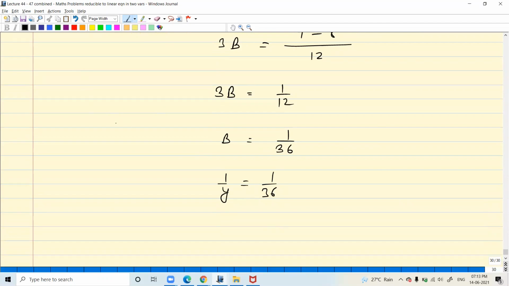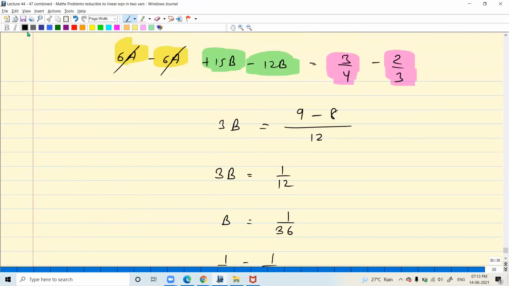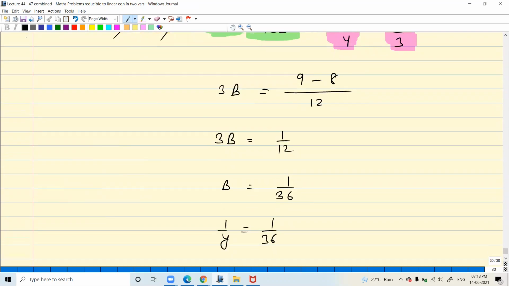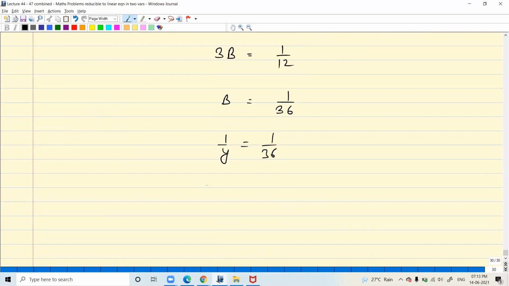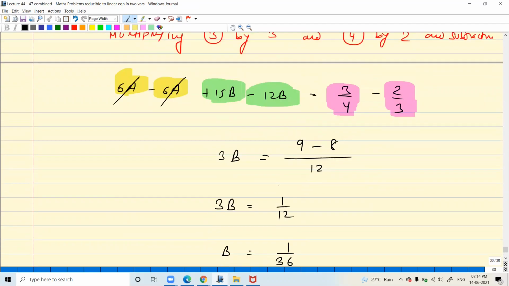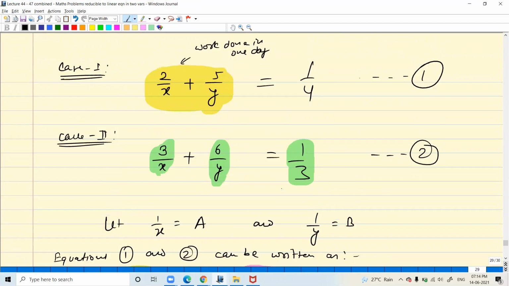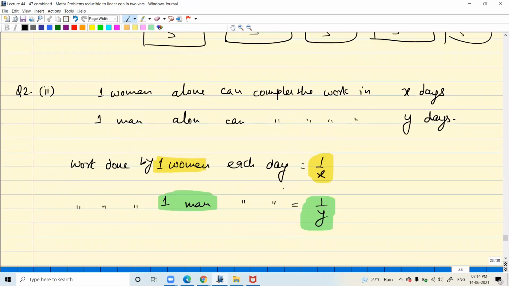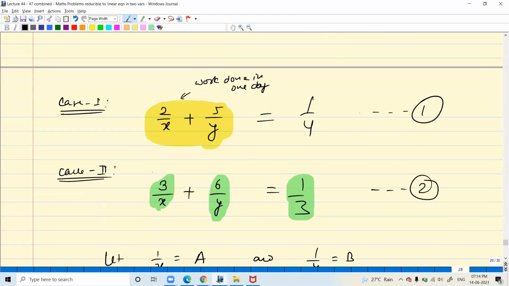No, we have assumed B to be 1 by y. So we don't care about those things now. 1 day's work, 2 days work, forget about that. The moment you get your equation, forget about those things, just solve for a and b first, and then find x and y. So y is equal to 36. Now, what was y? For that, you need to go back to the beginning of the question. What did we assume as y? Y is the number of days one man takes to complete the work. So one man alone can complete the work in 36 days.